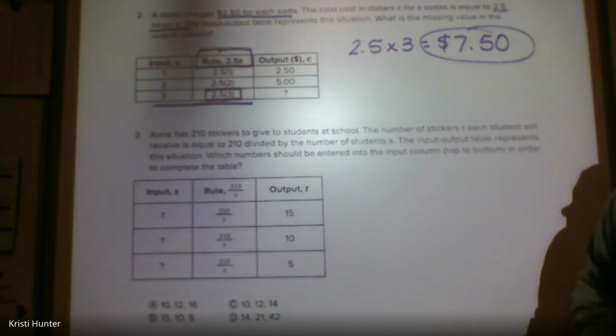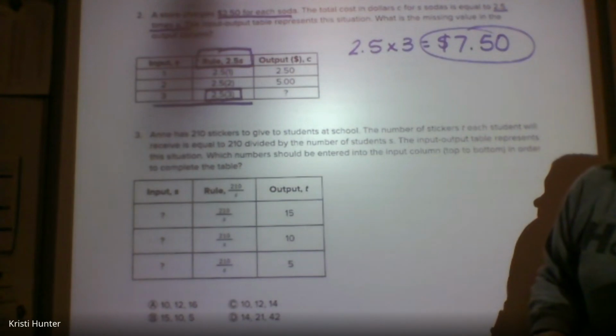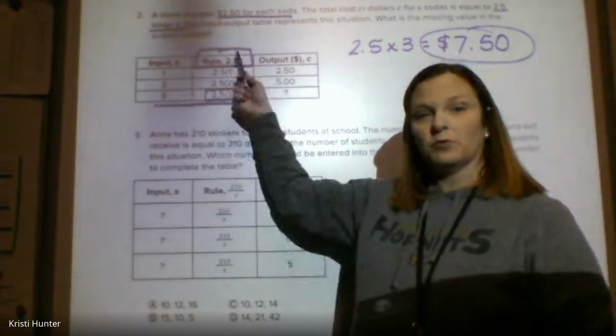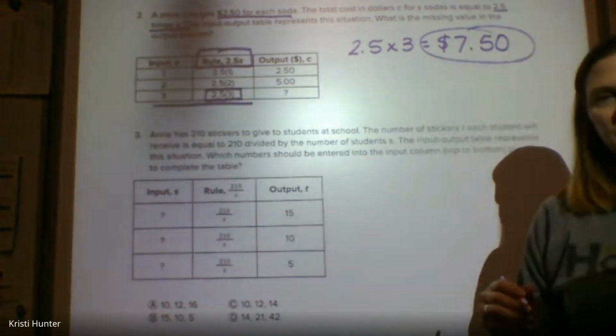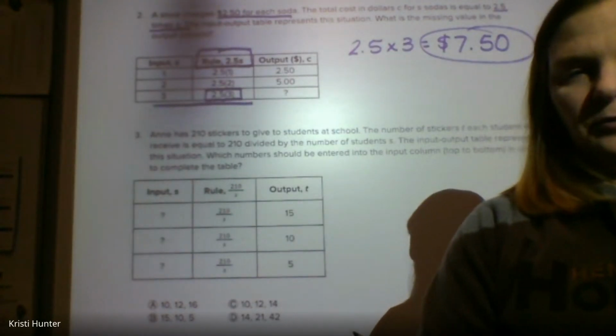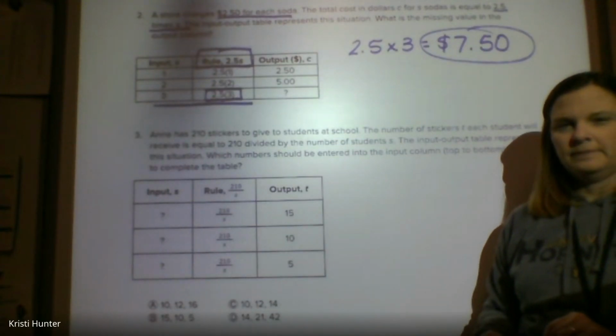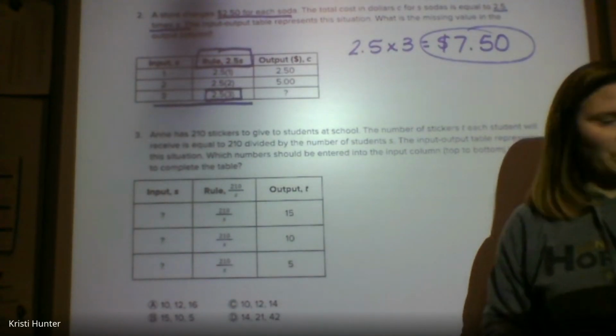Okay. All right, so this is the input-output table where they gave you the rule. You just were looking for the output number. Okay. Anybody have a question on that one? Okay.